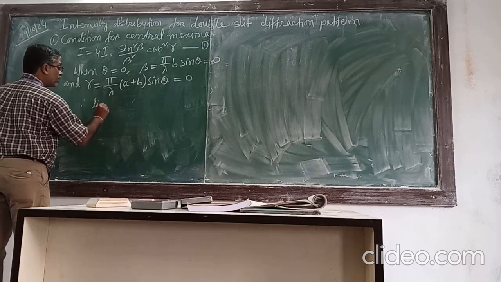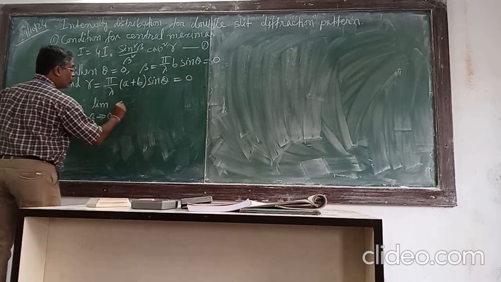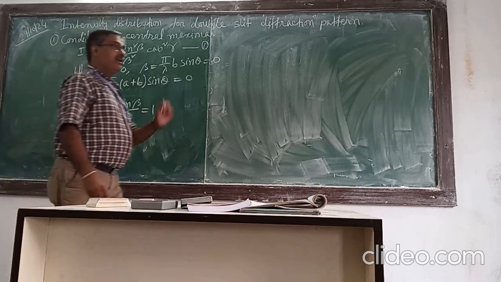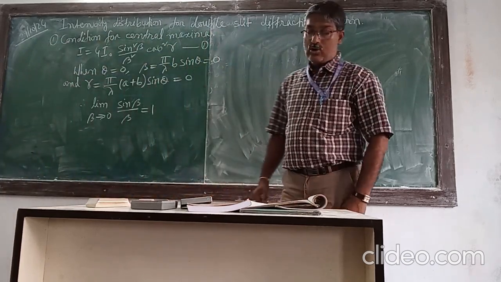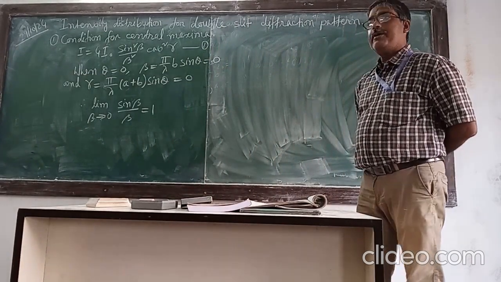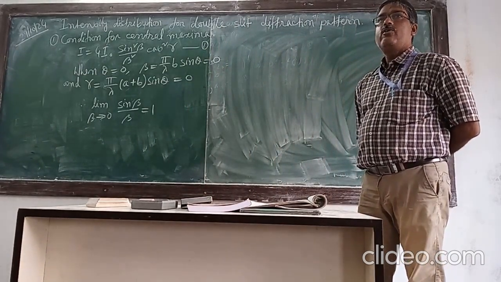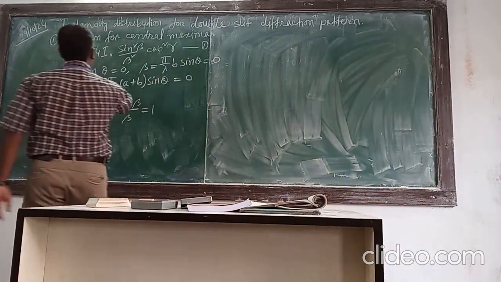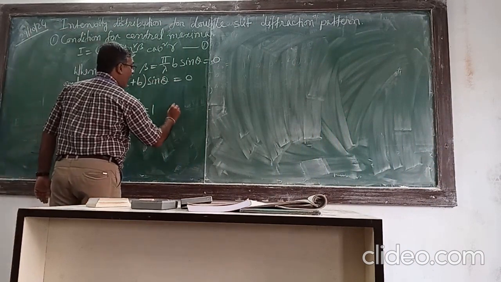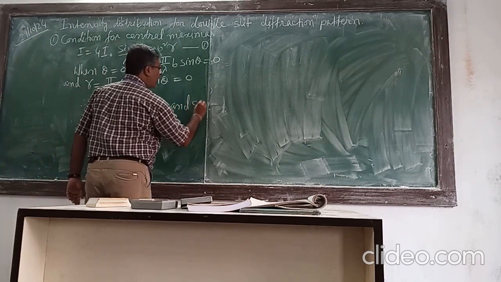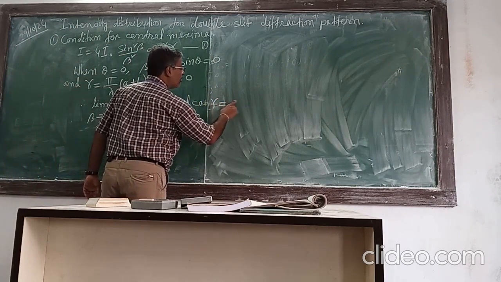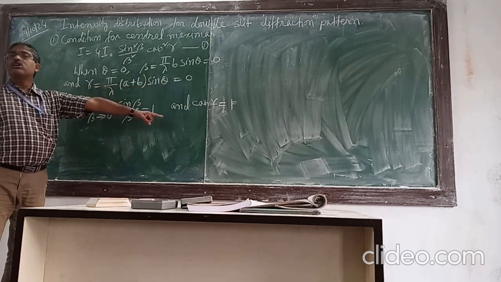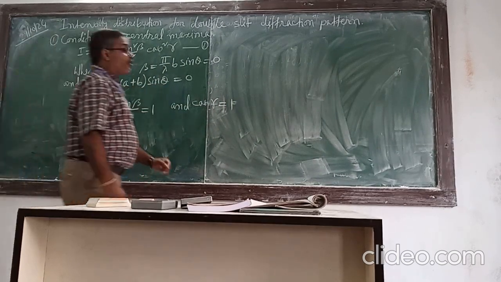Therefore, limit beta tends to 0, sin beta by beta equals 1. And when gamma equals 0, cos gamma equals 1. As gamma equals 0, so cos gamma equals 1.